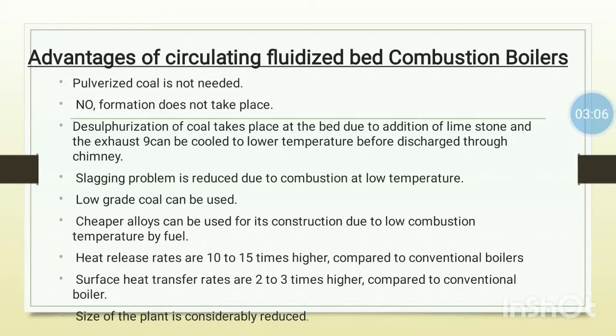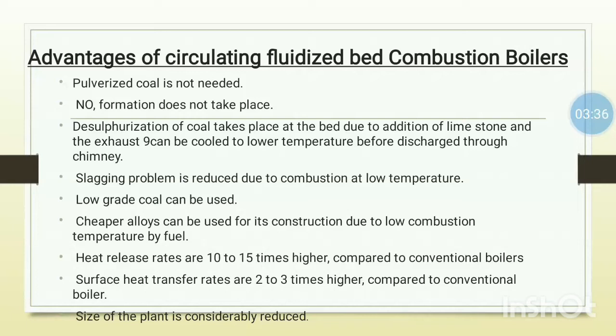In the case of fluidized bed combustion boiler, we do not need that kind of coal. NO formation does not take place. NO is a very harmful gas which gets emitted after the combustion of fuel. In the case of a fluidized bed combustion boiler, it does not take place. So this is a very important advantage related to the atmosphere.